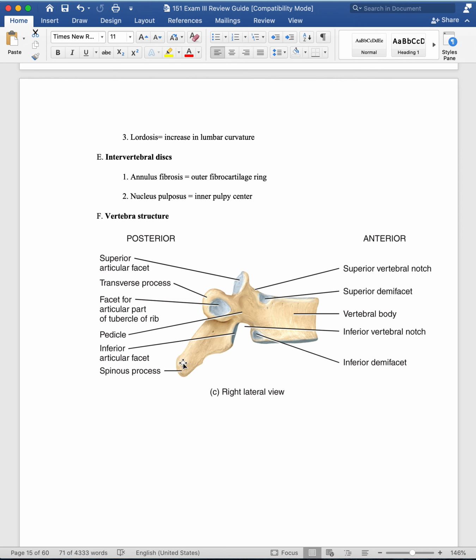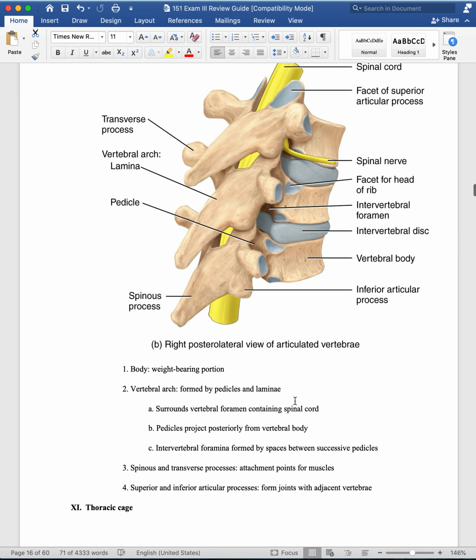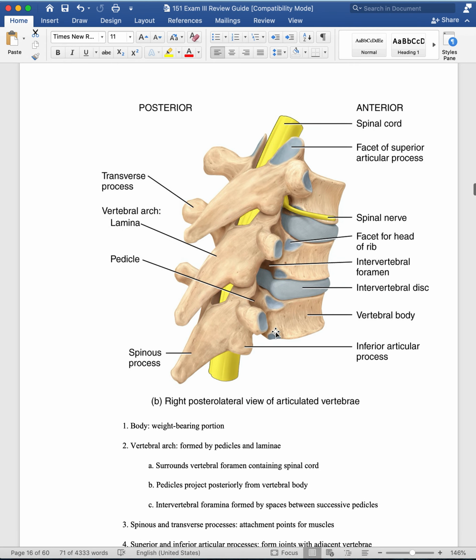This is the spinous process. This is going to orient us towards the back of the individual. So you can tell this is the posterior and the anterior views. All right, so now we're going to overlay several of these vertebrae together, and we're going to add the spinal cord going through, and we've added the intervertebral discs. So we can see here we have the facets for the heads of the ribs. That's where the ribs are going to articulate. And then here's the superior articulating process, which articulates with the superior vertebra, and here's the inferior articulating process of this vertebra, which will articulate with the superior articulating process of the vertebra just inferior to it.